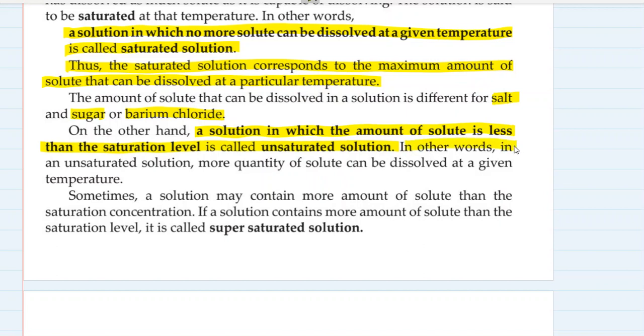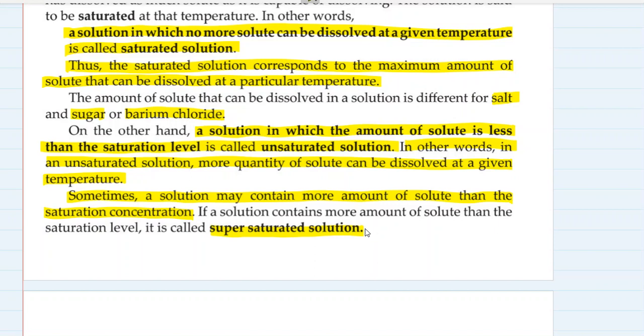In other words, in an unsaturated solution, more quantity of solute can be dissolved at a given temperature. Sometimes a solution may contain more amount of solute than the saturation concentration. If a solution contains more amount of solute than the saturation level, it is called supersaturated solution, which we made after heating the water.